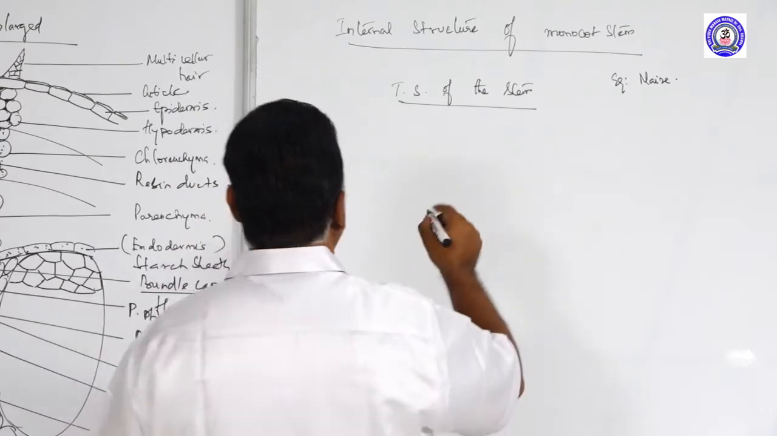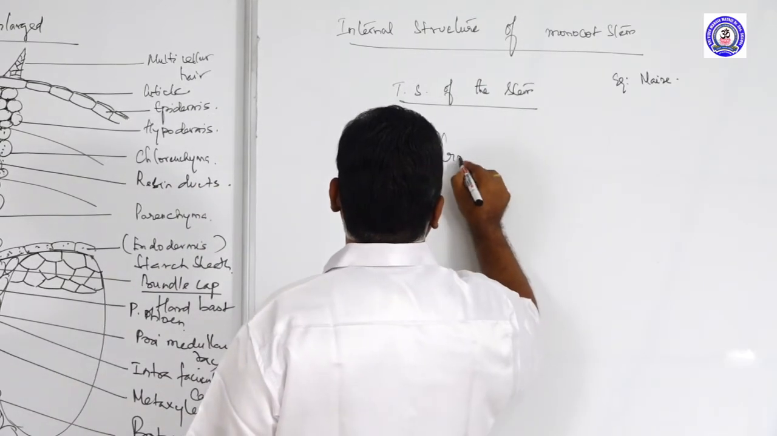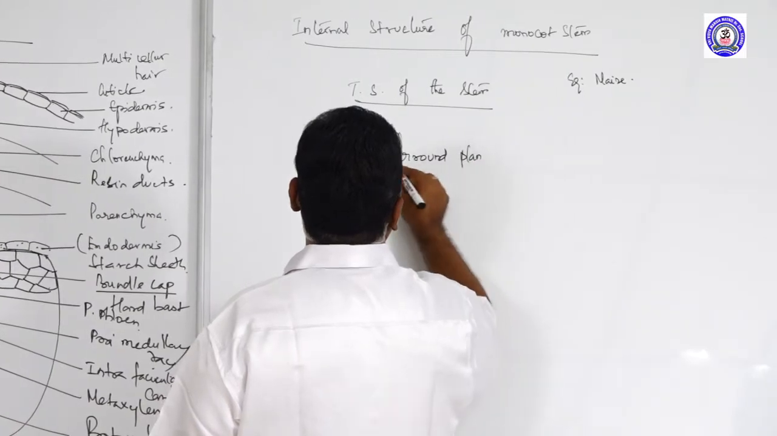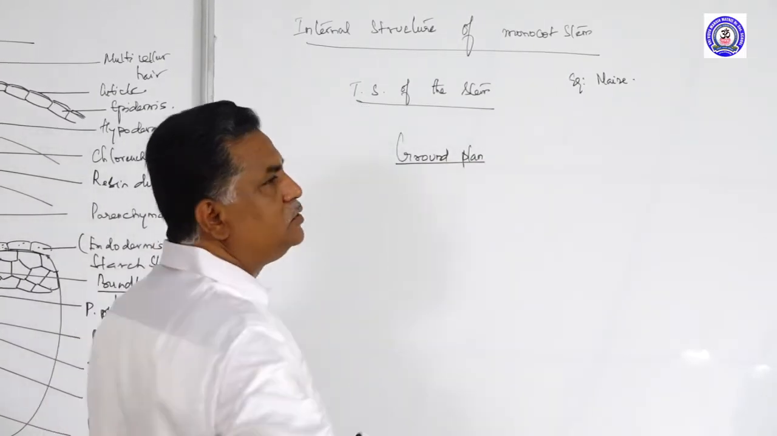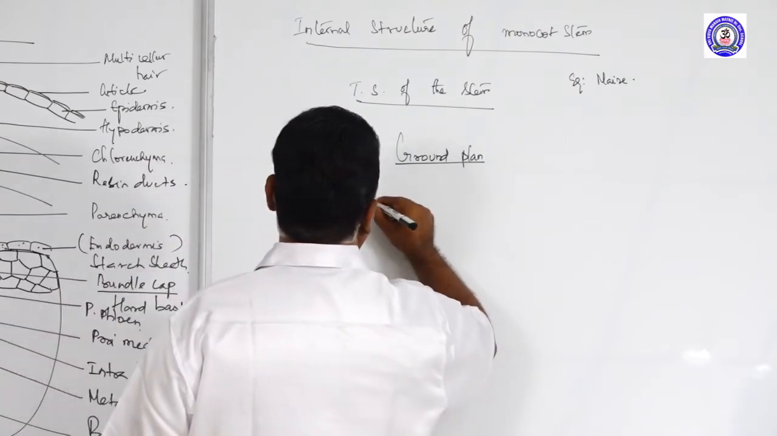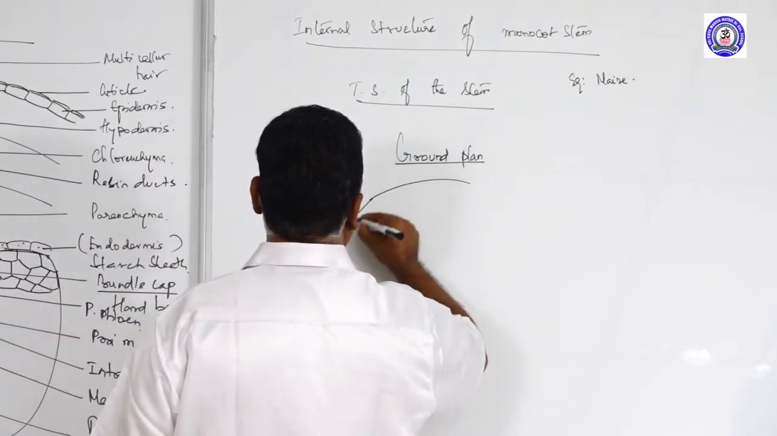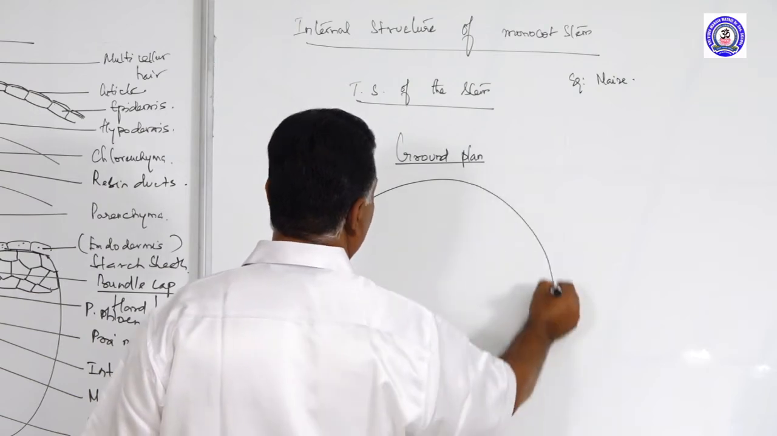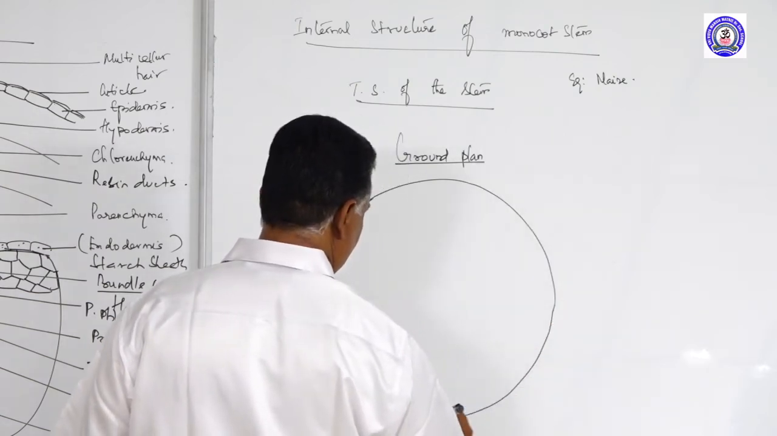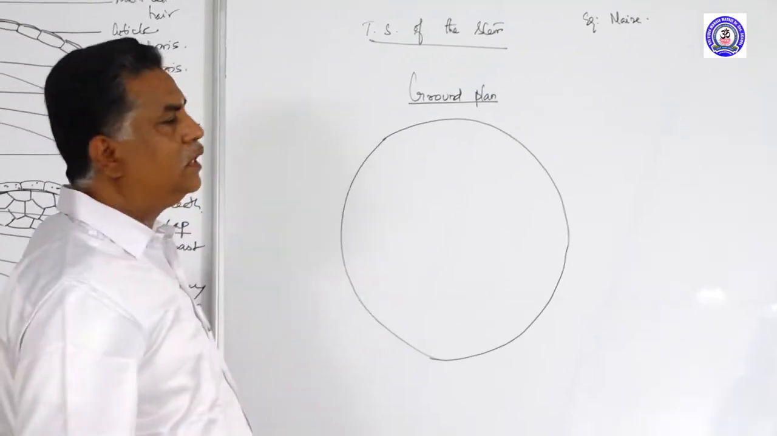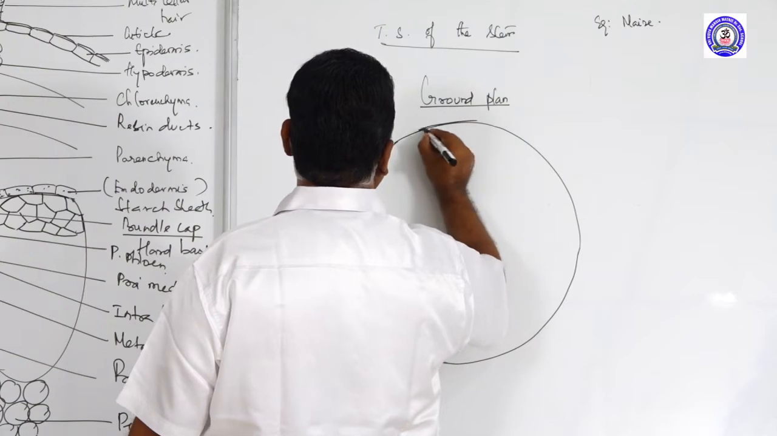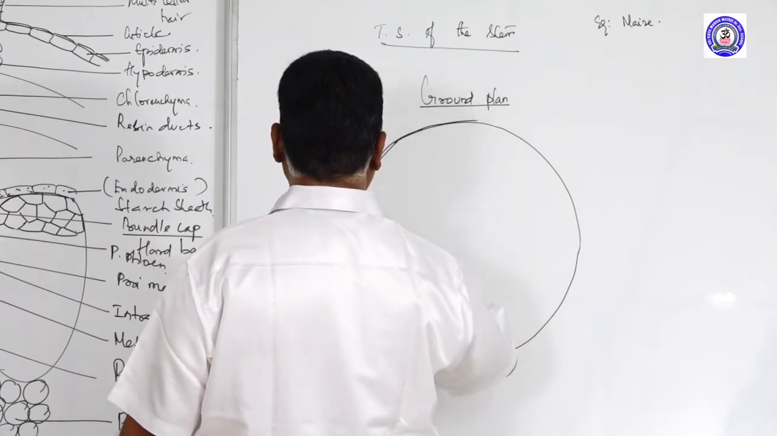We'll take the ground plan. Ground plan depicts all internal structures, and this is more or less circular, and it is covered by a cuticle. The entire stem is covered by cuticle.